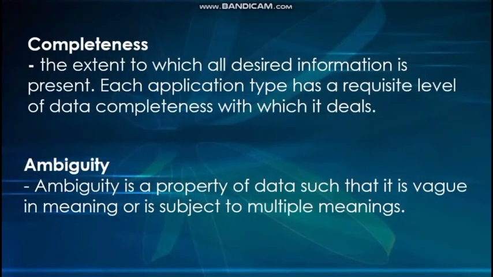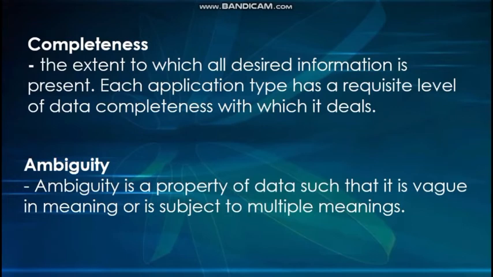Next is completeness. Information varies in completeness, the extent to which all the desired information is present. Each application type has a requisite level of data completeness with which it deals. So the data that is transacted or collected should be complete and accurate, because if something is missing, then there will be problems in gathering accurate information.